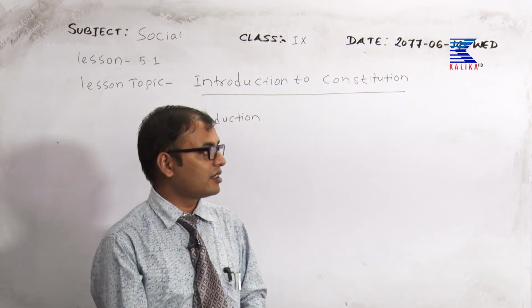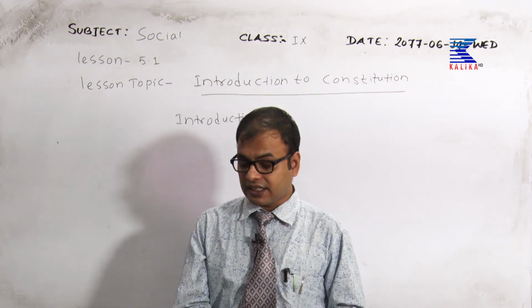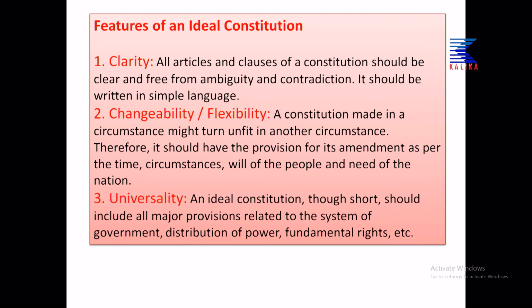Look at the next characteristic, that is universality. An ideal constitution, though being short, should include all the major provisions related to the system of government, distribution of power, fundamental rights, etc. It means a constitution has to be short, but while making it short, we have to include all the necessary things that a constitution must have.